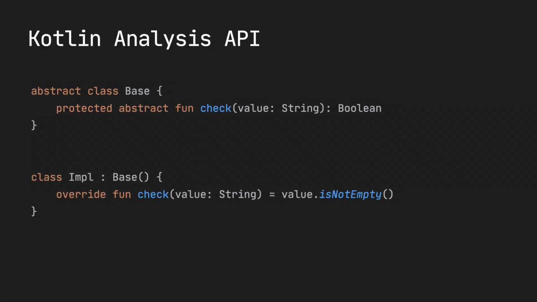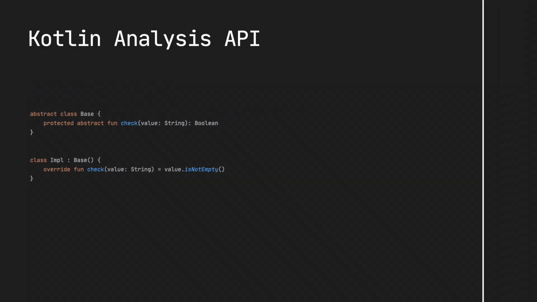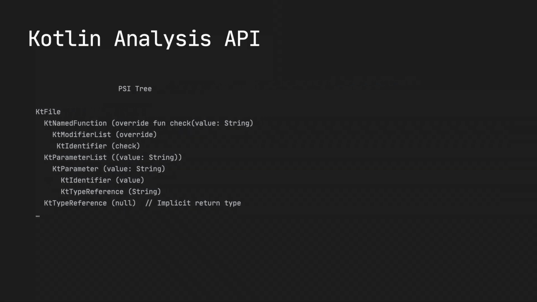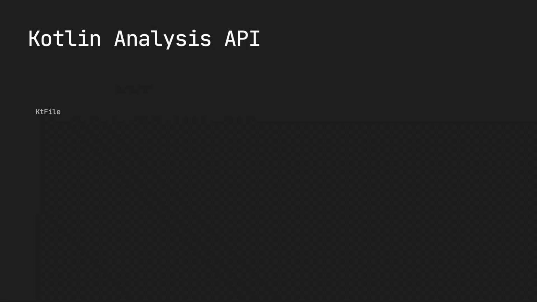check method. The first thing that will happen is that I could create a PSI tree, which looks like this, and each element here represents an element in my source. At the root you have a KT file. When you look at this PSI tree, I could grab one of these elements and provide it to the Analysis API. Suppose I were to provide to the Analysis API the root element, which is KT file.